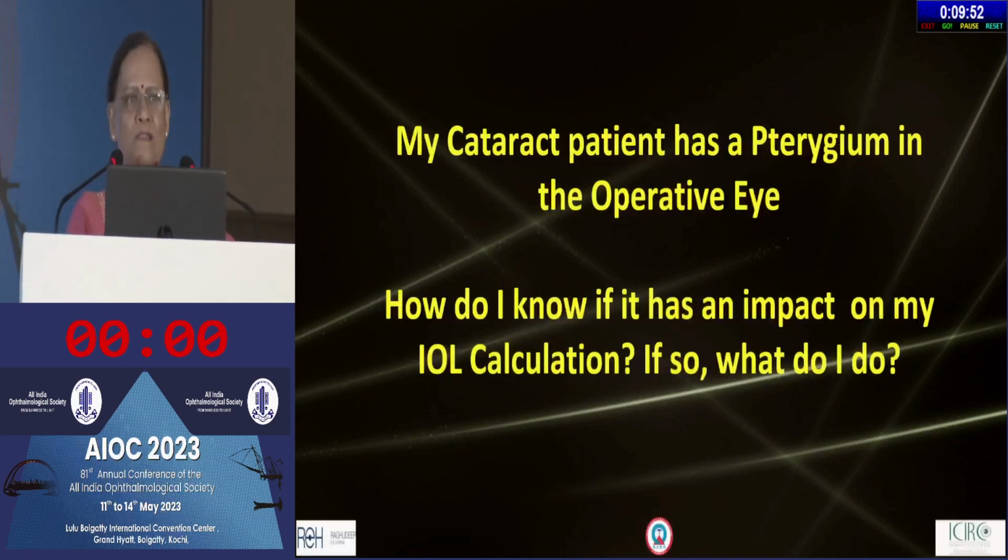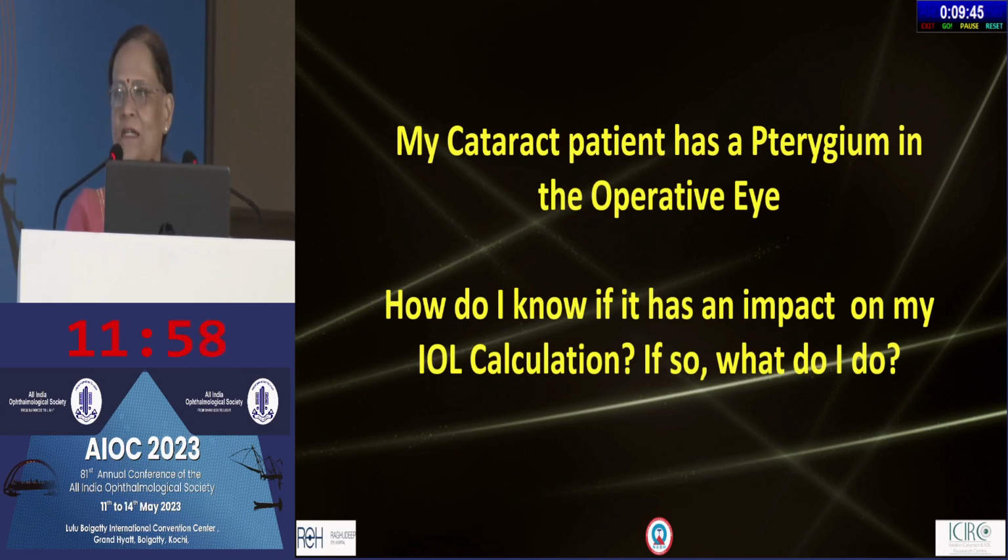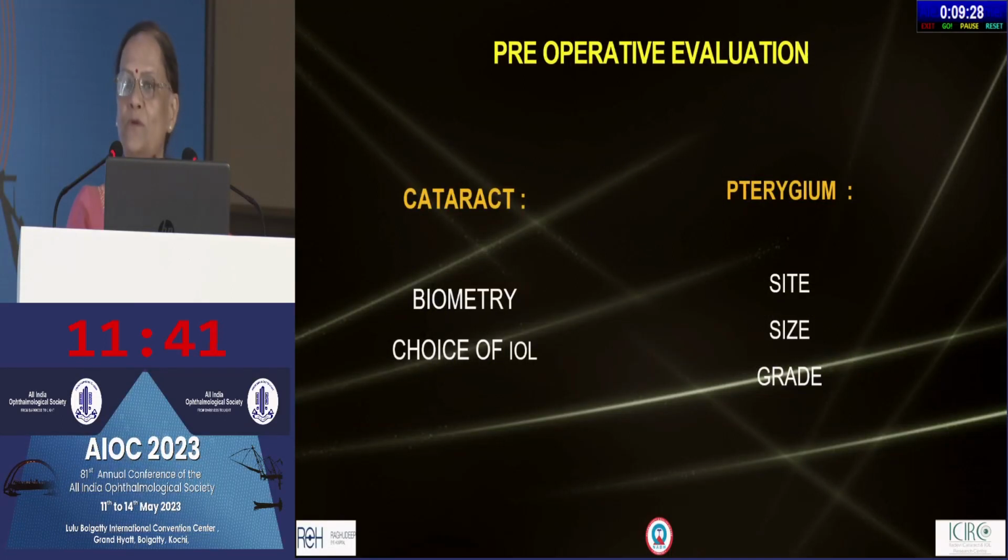All of us have quite often faced this situation where we are going to operate a cataract, but there is also the comorbid condition of a very irritating but very common problem, that of pterygium. So how do we know whether this pterygium is going to impact our cataract outcomes in the form of our biometry and the choice of IOL? And if so, what do we do about it?